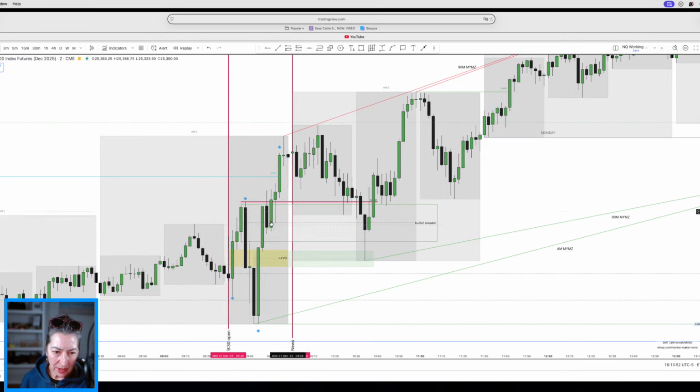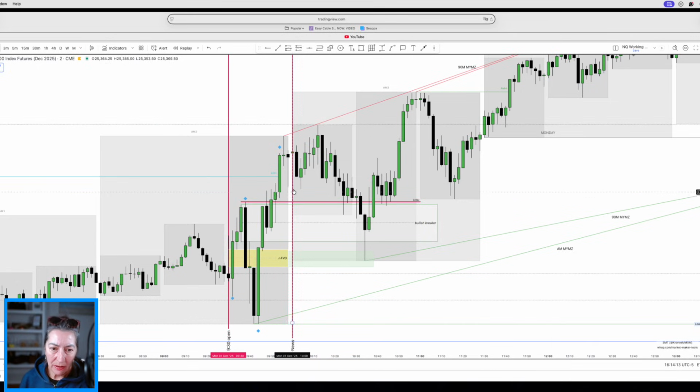Why is this a change in the state of delivery? Well, when price came down, this is the last series. This is the last candle or series of candles that created the push up. So it is this formation. So here is the change in the state of delivery.